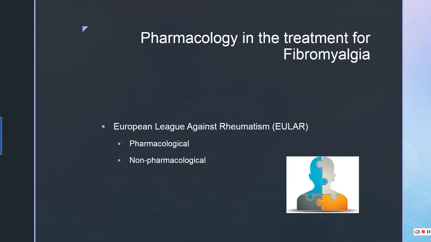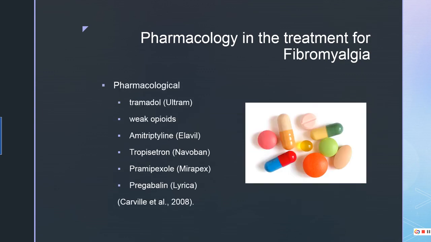It is usually recommended to use a combination of pharmacological and non-pharmacological approaches in the treatment of fibromyalgia. 11 European countries formed a task force to study interventions for fibromyalgia called the European League Against Rheumatism. In pharmacological management, tramadol, simple analgesics such as weak opioids, antidepressants such as amitriptyline, and tropisetron, pramipexole, and pregabalin were suggested by EULAR to reduce the pain of fibromyalgia.